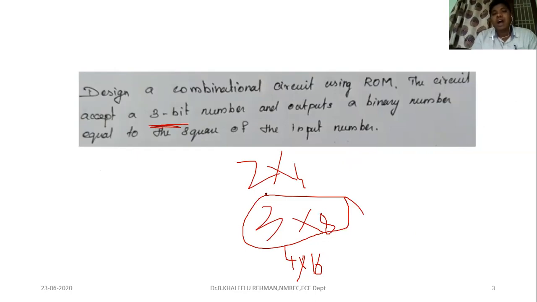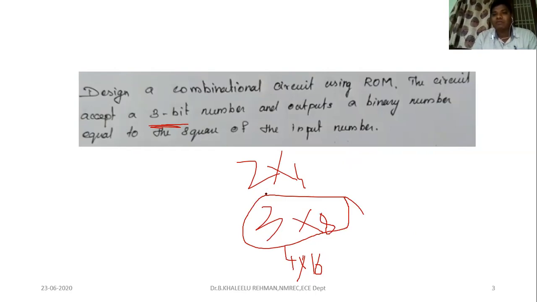The outputs are the square of that number. 0 square is 0, 1 square is 1, like that 4 square is 16, 5 square is 25, 6 square is 36, 7 square is 49. So we require up to 49. We have to represent the 49.